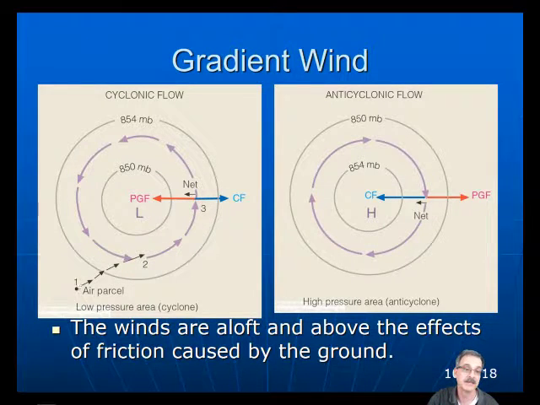Here comes our air parcel. It comes in right here, and the pressure gradient force starts acting on it. But to get it to curve around the low, the pressure gradient force has to be the greatest, so the net force points towards the center of the circle. This causes what is called a cyclonic flow. The air will go what I usually refer to as counterclockwise around the low.